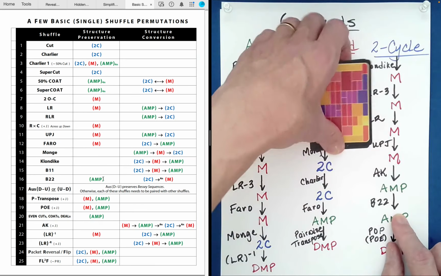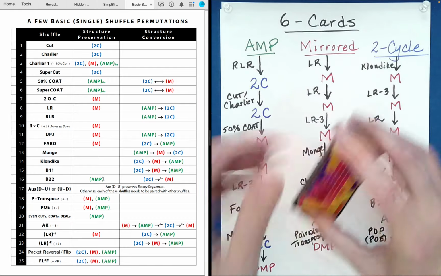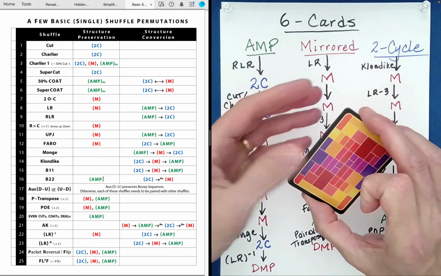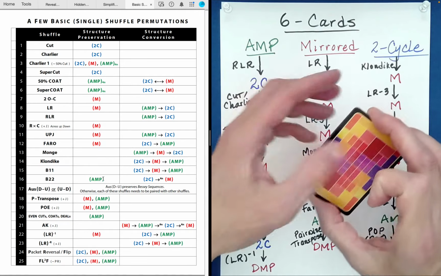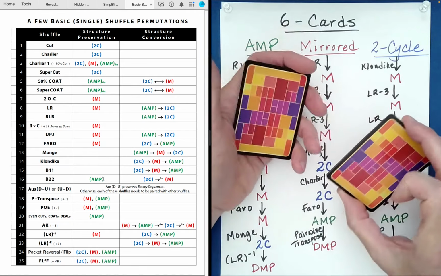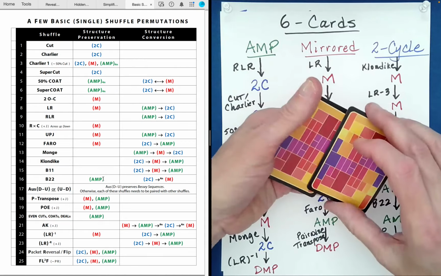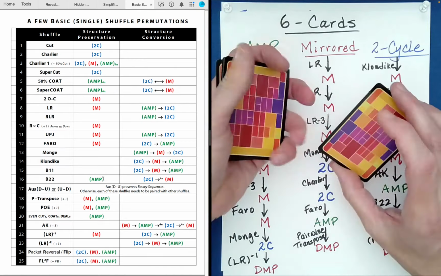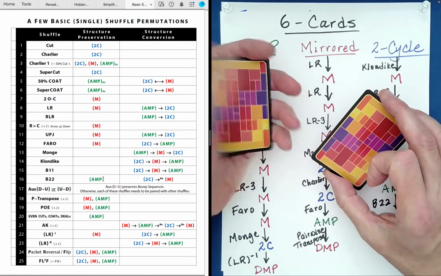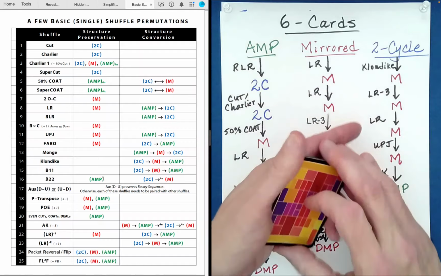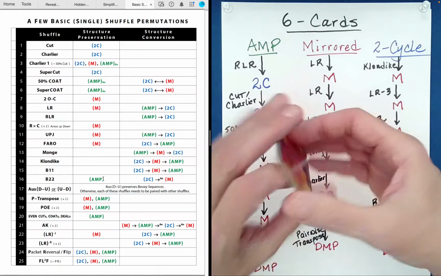So a Bessie 2-2 is done as follows. You hold the cards just like you're doing a Klondike, but now you take a card from the top twice. You go 1, 2, and then you take a card from the bottom twice. So I'm taking from the bottom now. 1, 2, and then you take from the top again. 1, 2, 1, 2, and then you just repeat those actions until all of the cards have been moved from one hand to the other.